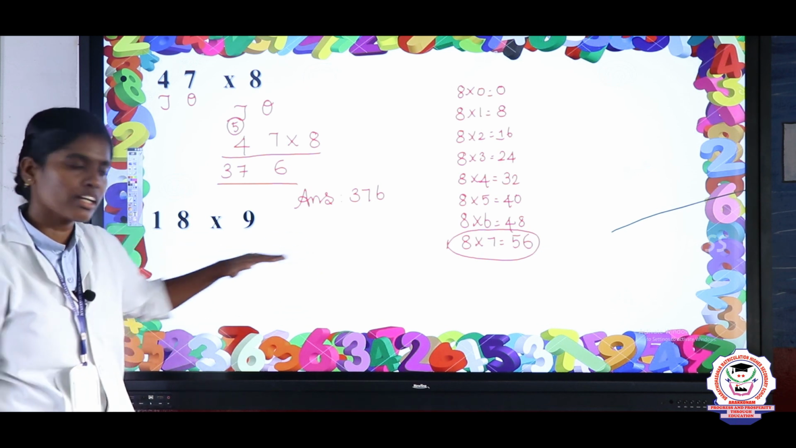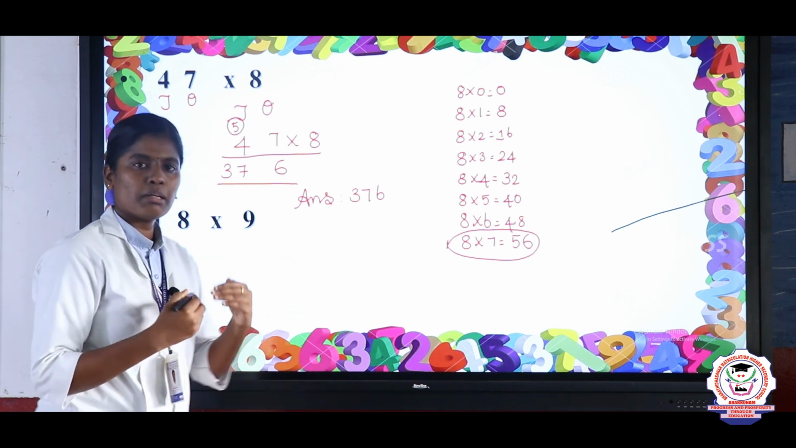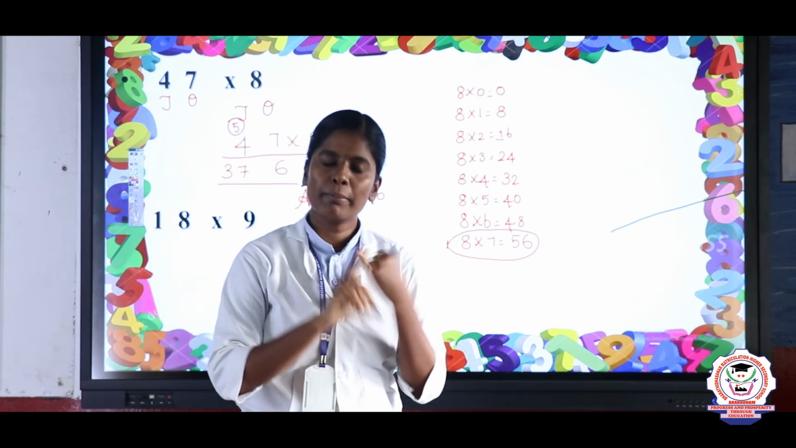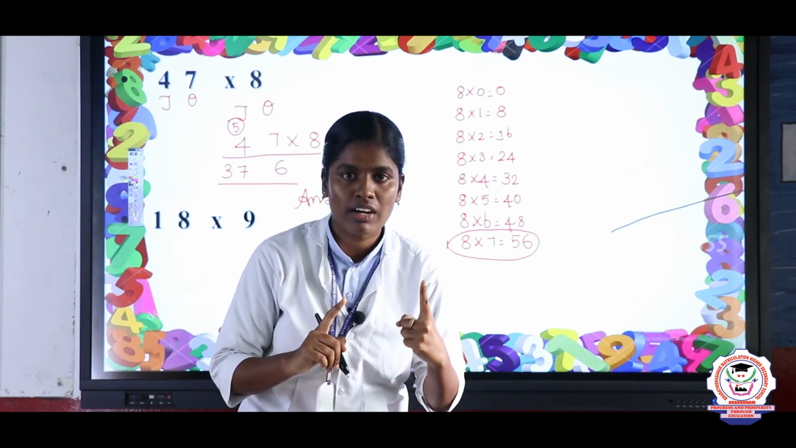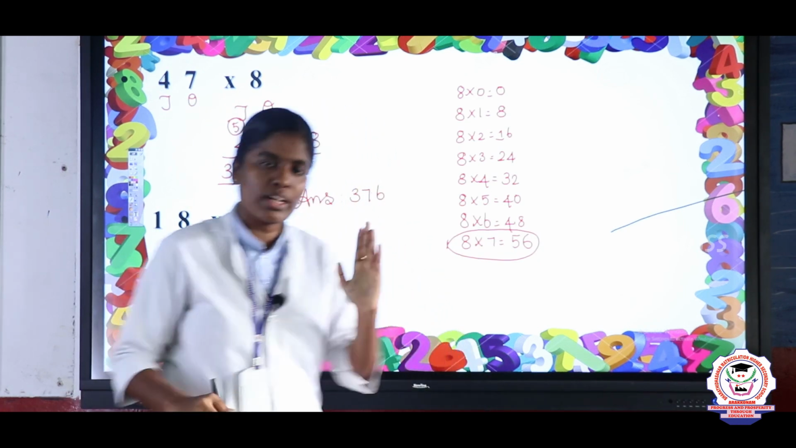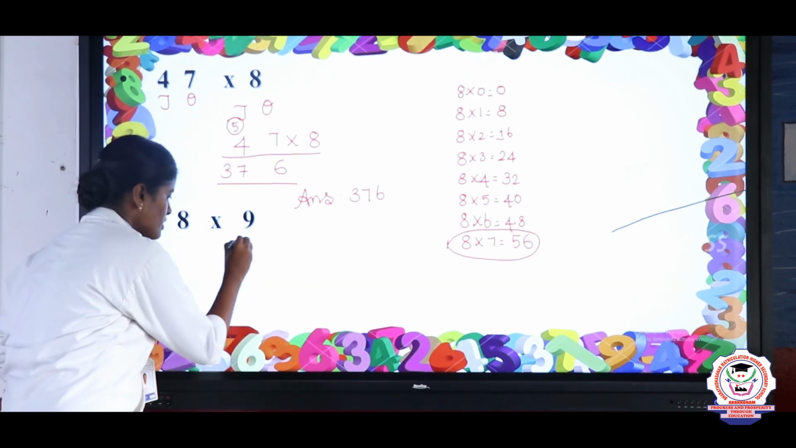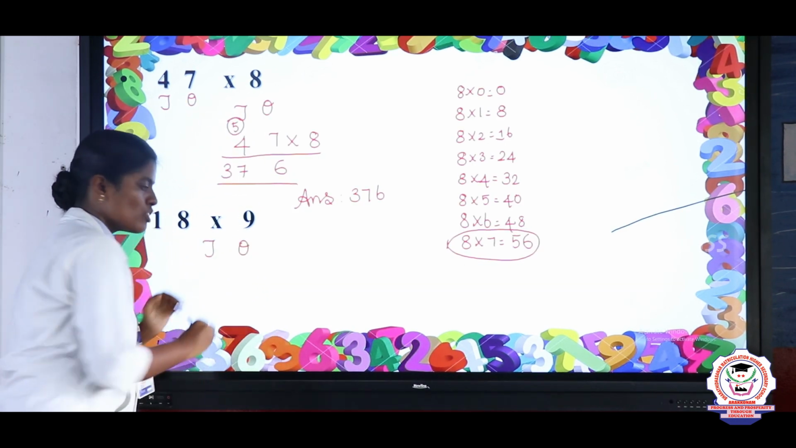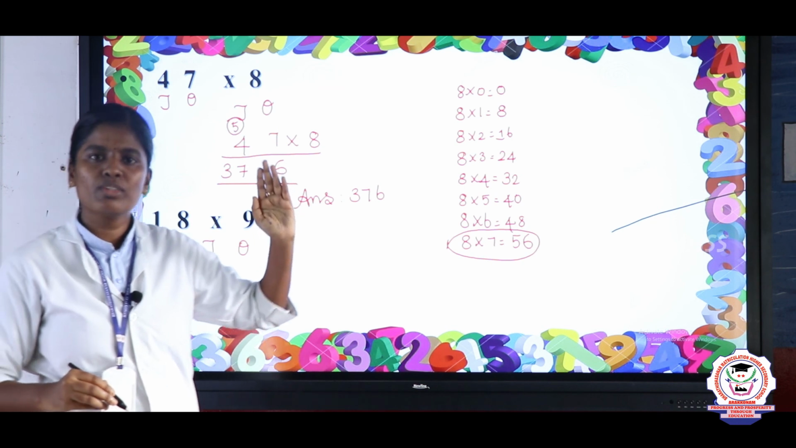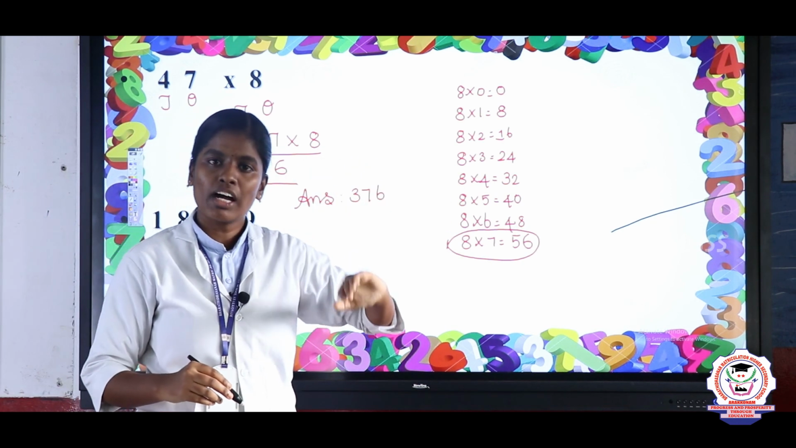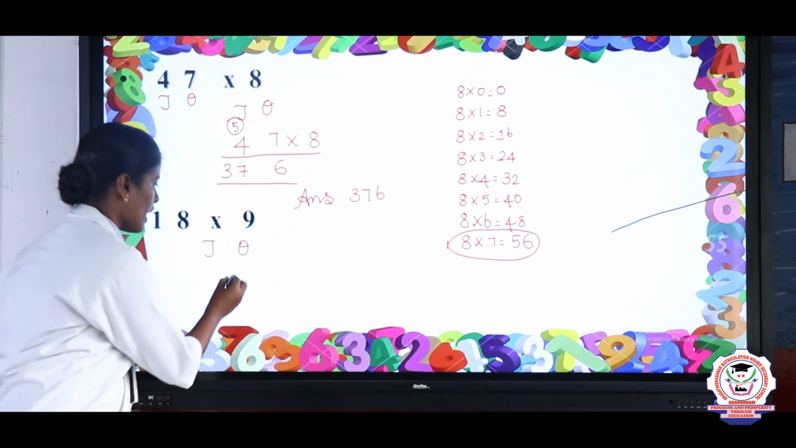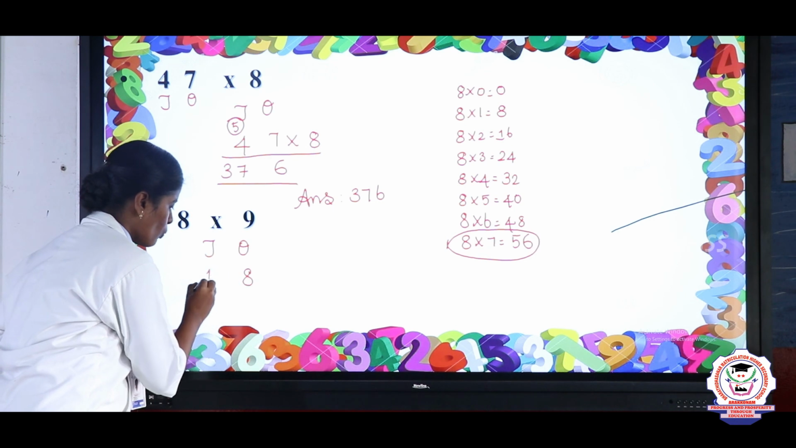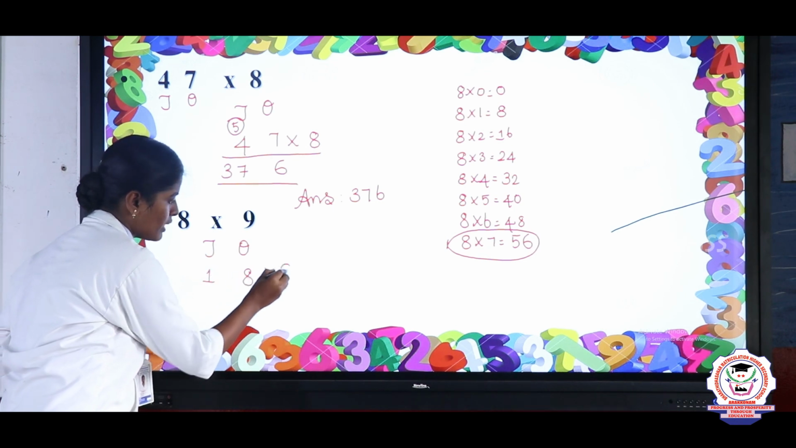Next you will take the final example of multiplication. Find the product. So take 18 multiplied by 9. First you should write the place values. What is the first place value? The first place value is ones. So write ones and tens. Here the ones place value is 8 and the tens place value is 1. So write 8 and then 1, and multiply by 9.